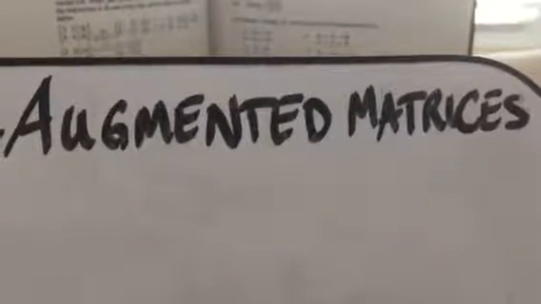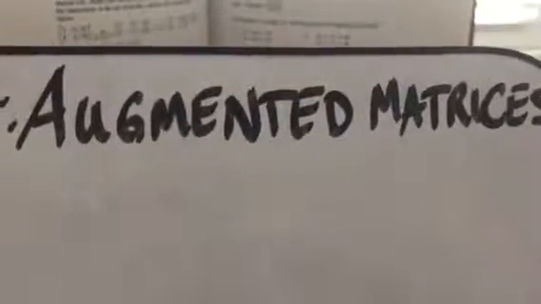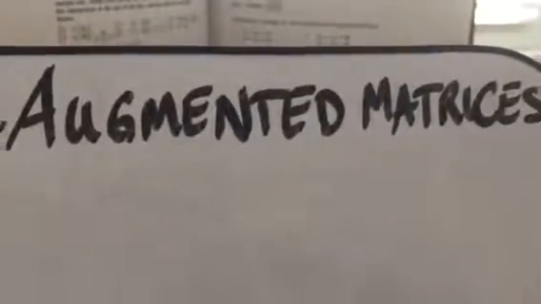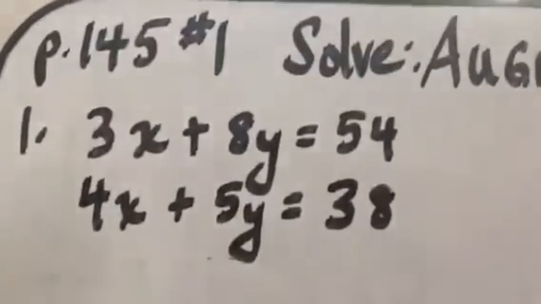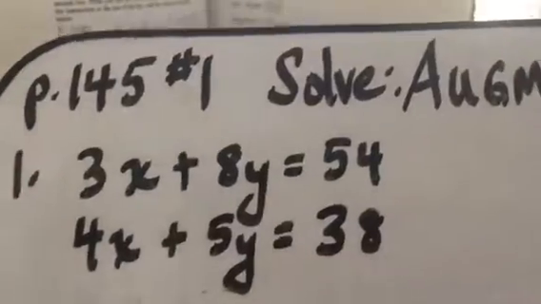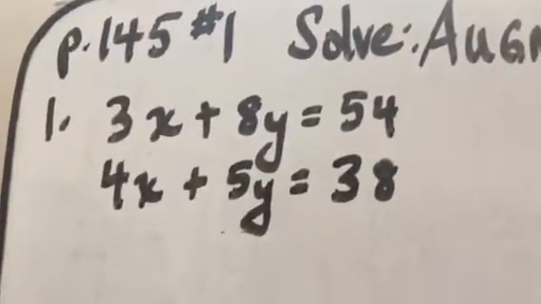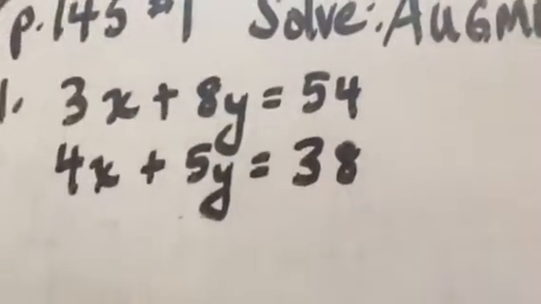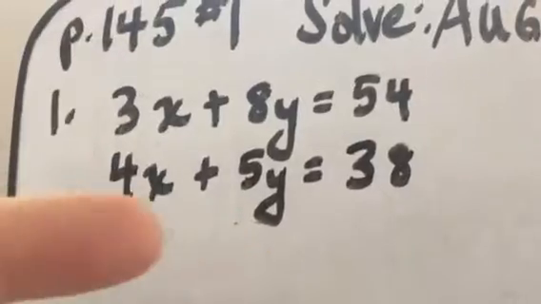Hello, this video will answer the question: how to solve a system of equations using augmented matrices. The equations we're going to begin with are on page 145, number 1 of the Foerster's Algebra 2 and Trigonometry. So here we have a system of equations with two variables, x and y, and ordinarily we would use algebraic strategies to isolate one of the variables.